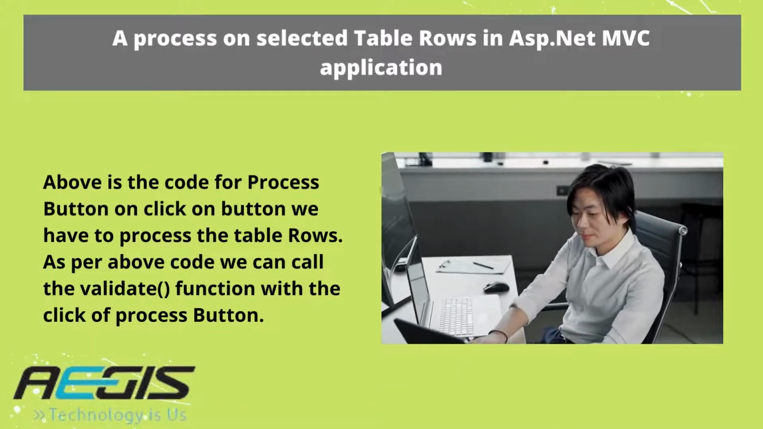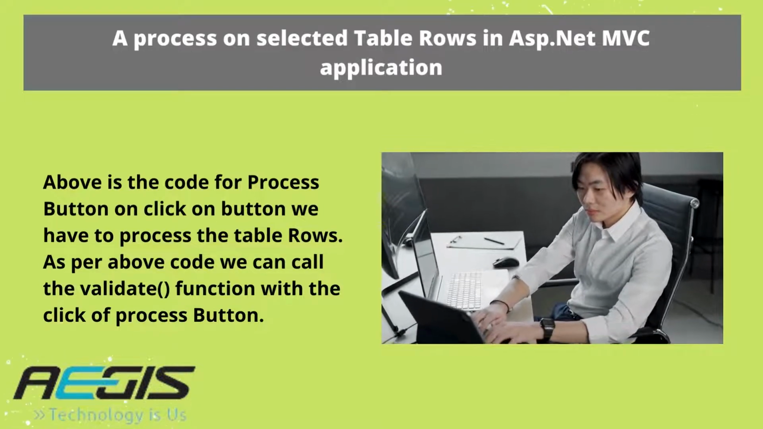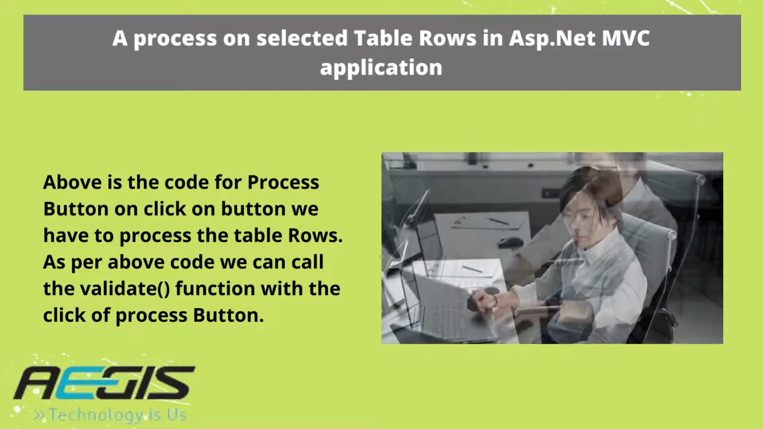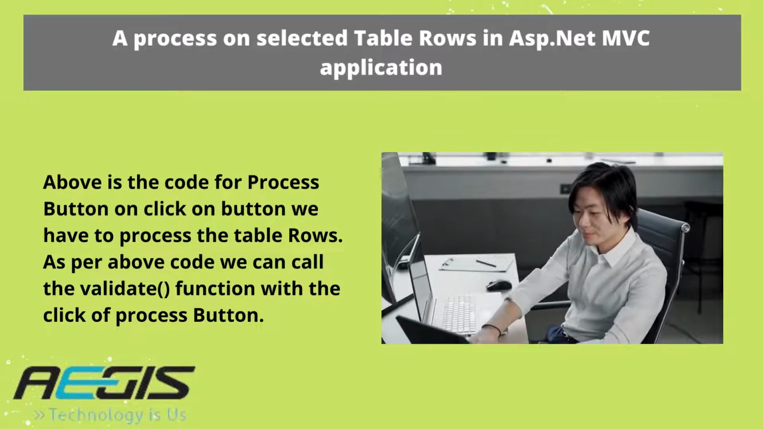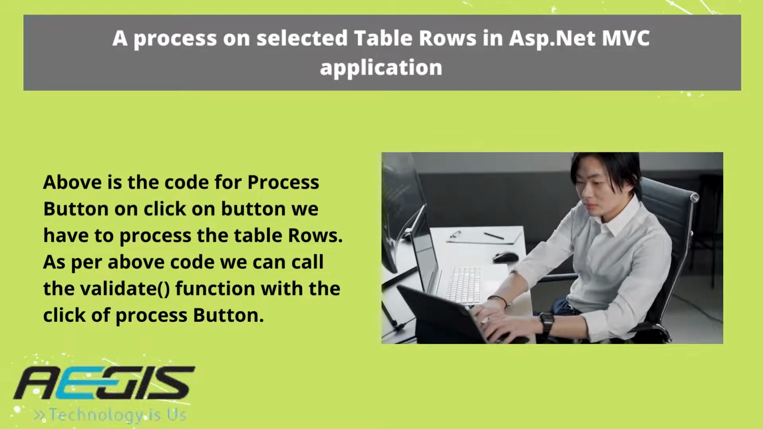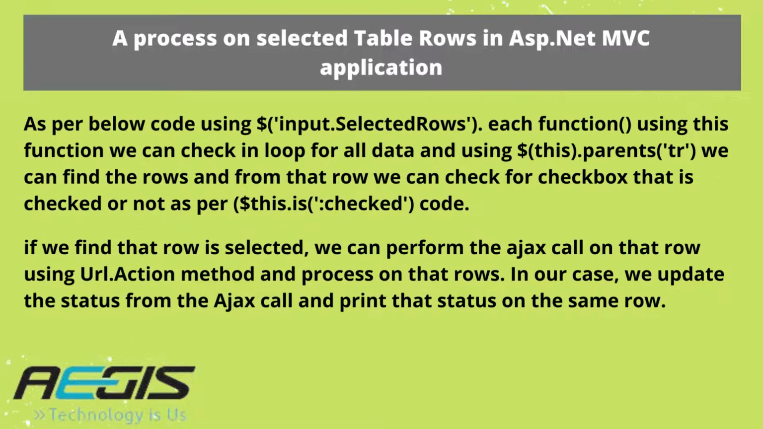Above is the code for the process button. On click of the button we have to process the table rows. As per the above code, we can call the validate function with the click of the process button. As per the below code, using $input.selectedRows.each function, we can loop through all data, and using $this.parents tr we can find the rows, and from that row we can check whether the checkbox is checked or not as per the $this.is checked code.